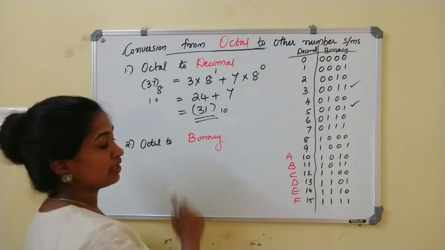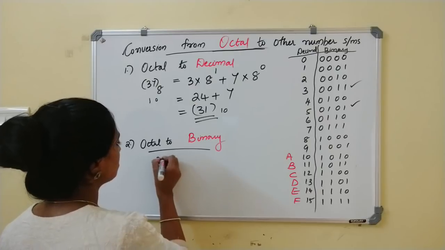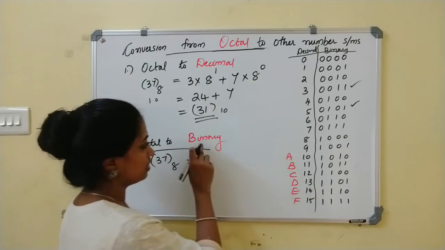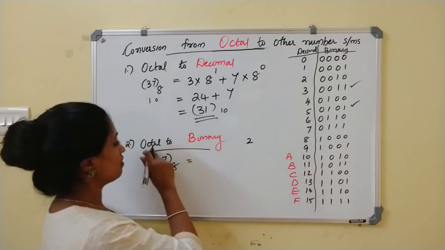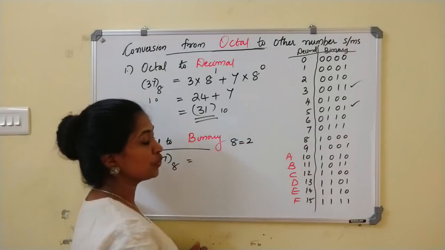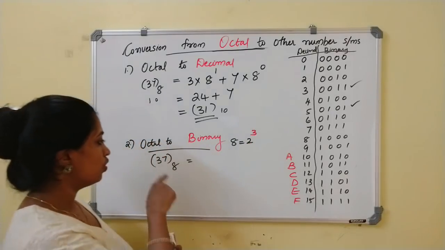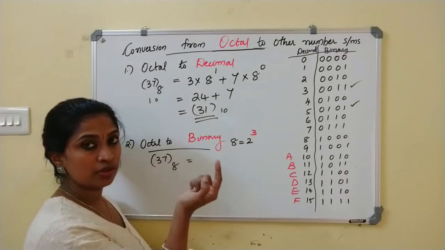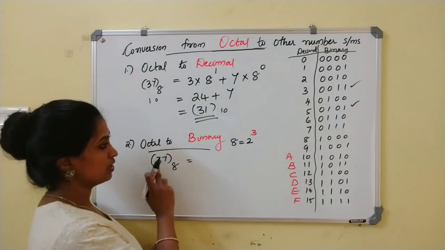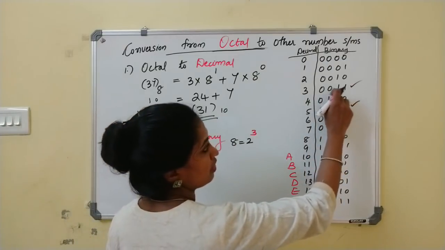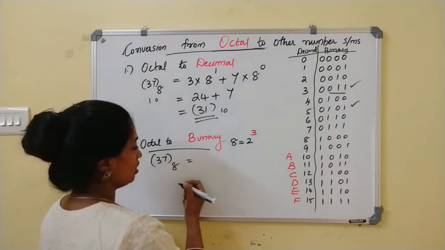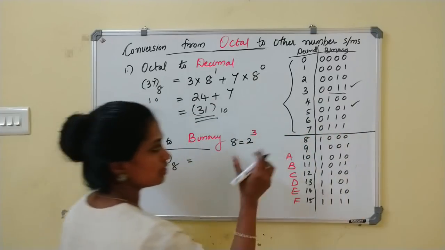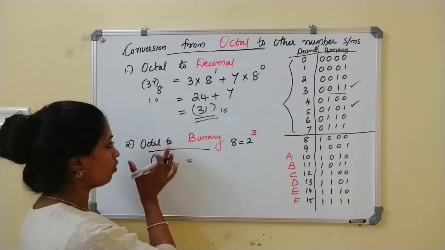Next is octal to binary conversion. So conversion of 37 to the base 8 into a binary number. For that we have studied that the base of the binary number system is 2 and the octal number system is 8. We can express 8 as 2 raised to 3. So here you have to write 3 bits for each of these numbers in the binary number system. So 3 is 0, 1, 1. You just need to write only 3 bits. The octal number system exists only from 0 to 7. So this much is just enough for writing any number from octal to binary.